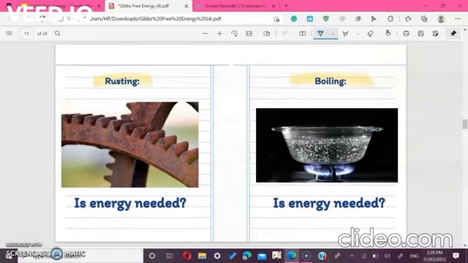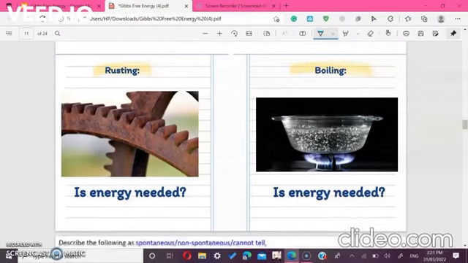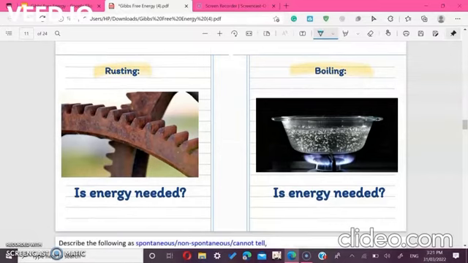Let's look at other examples. For example, rusting. In rusting, iron is exposed to oxygen, and oxygen reacts with iron, so the iron rusts. Does iron need an input of energy to rust, or does it rust when it is exposed to oxygen? No need for energy here in the example of rusting.